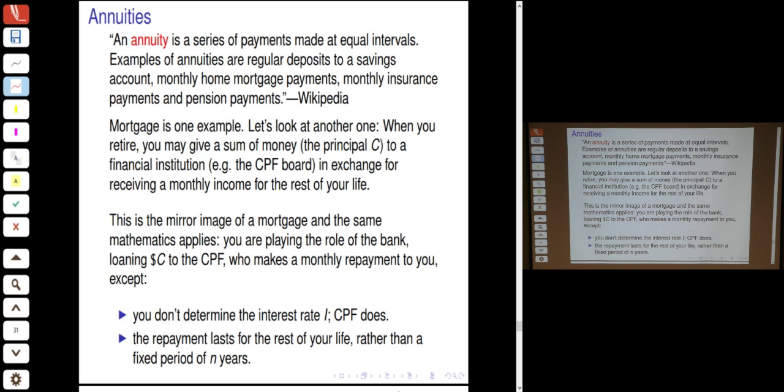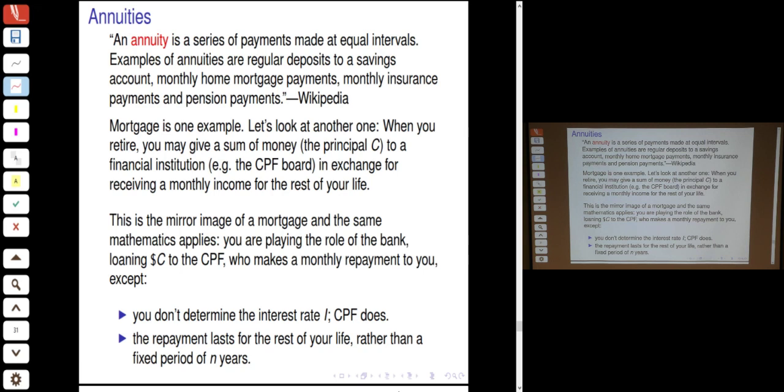Now one of the examples that we already saw is in the last problem that we worked out, that of a situation when you had taken a mortgage and you are making payments at equal intervals, at an interval of 1 month, back to the bank or the financial institution in order to repay your loan. So that's one example of an annuity that we saw.